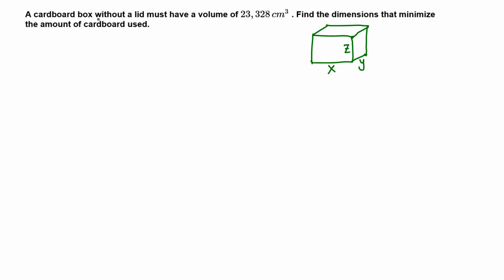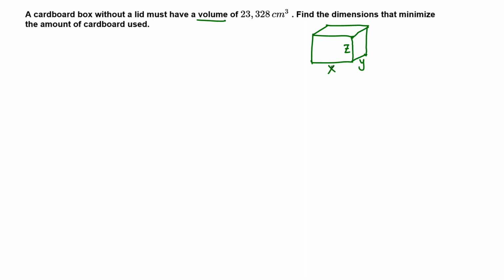A cardboard box without a lid must have a volume of 23,328 cubic centimeters. So we have a fixed volume. Find the dimensions that minimize the amount of cardboard used. So here is a cardboard box. There is no top, so only 5 sides. The material is used on 5 sides: bottom, left, right, front, back.